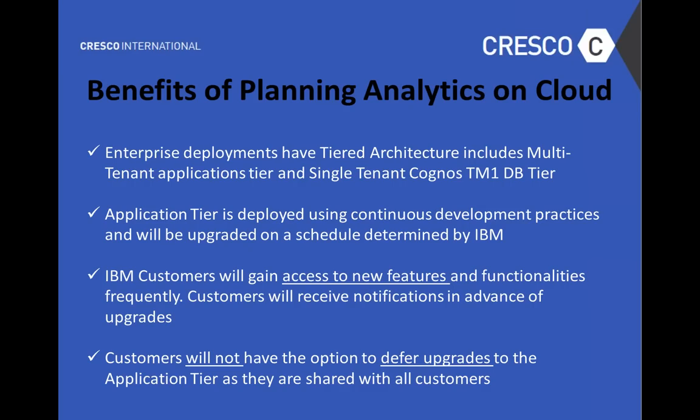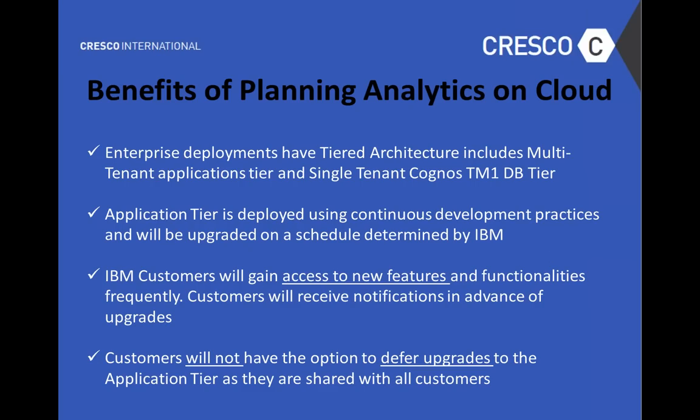So I want to talk a little bit about the application tier, where if you're selecting the single tier level, you can go with either multi-tenant or single tenant for Cognos, the database tier. The application tier is deployed using continuous development practices. So your tier 1 engine will be upgraded on schedule by IBM. Any hot fixes and fix packs will be taken care of by IBM, so no IT involvement. Customers will get new features such as the ones that Mike just mentioned. Functionalities will be coming out frequently, and you will get notifications in advance, and customers will not have the option to defer the upgrades of the application tier as they're being shared with the entire customer base.